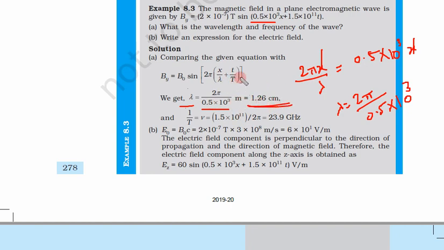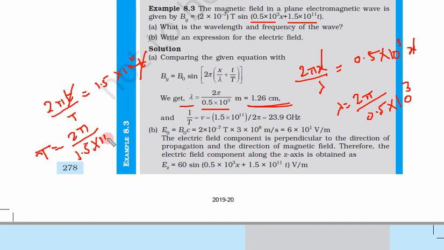Now what is the time period? Let us compare. 2 pi t by T is equal to 1.5 into 10 to power 11 t. t and t cancel out. So what we get is that the time period T is equal to 2 pi by 1.5 into 10 to power 11.